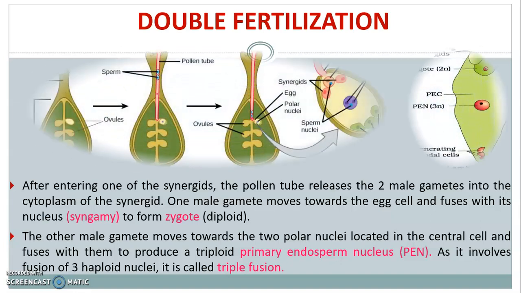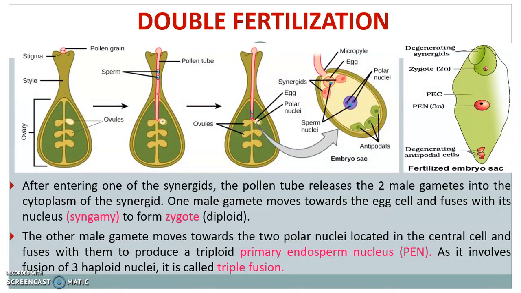So fertilization means the fusion of gametes. In simple terms, fertilization is the fusion of gametes. When male and female gametes meet with each other and fuse together, they form a zygote. So this fusion of gametes is known as fertilization. In the flowering plant, there is a very special fertilization, known as double fertilization. Double means two, and fertilization is the mixing of gametes.